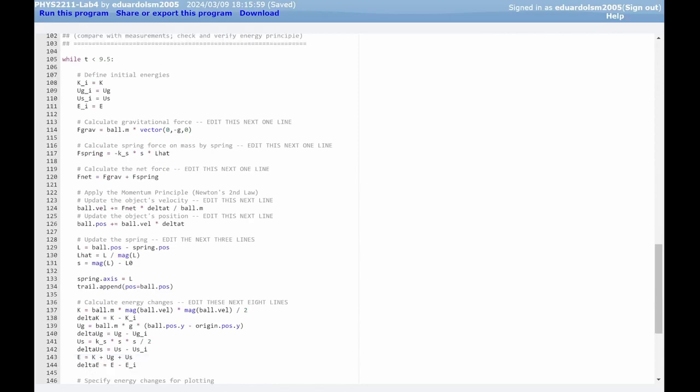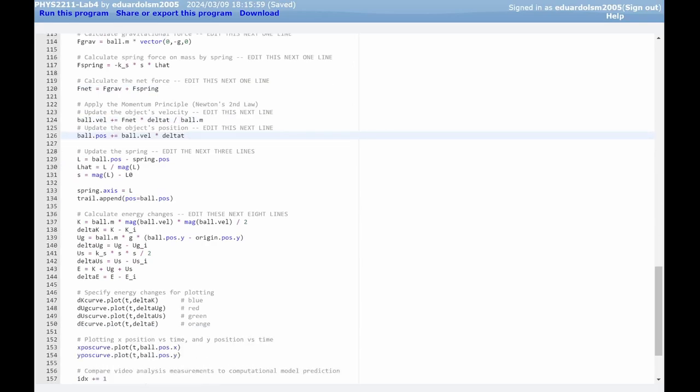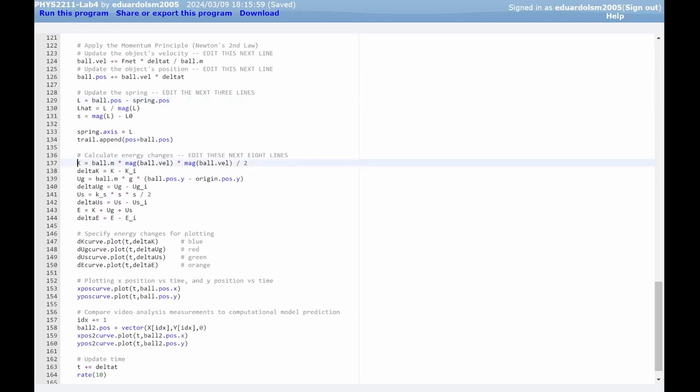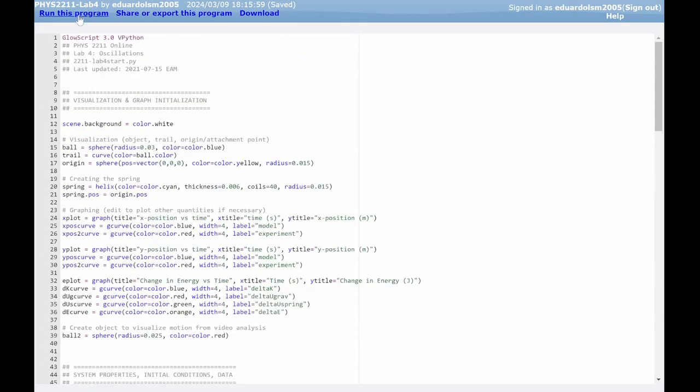In the simulation, we just do the regular algorithm. We calculate the net force due to the spring and gravity, update the velocity, then with this new velocity update the position, with this new position update the spring vector, and so on repeatedly. And then we update the energies respective to each force and calculate the differences so we can plot the graph. And this is how it ended up looking.